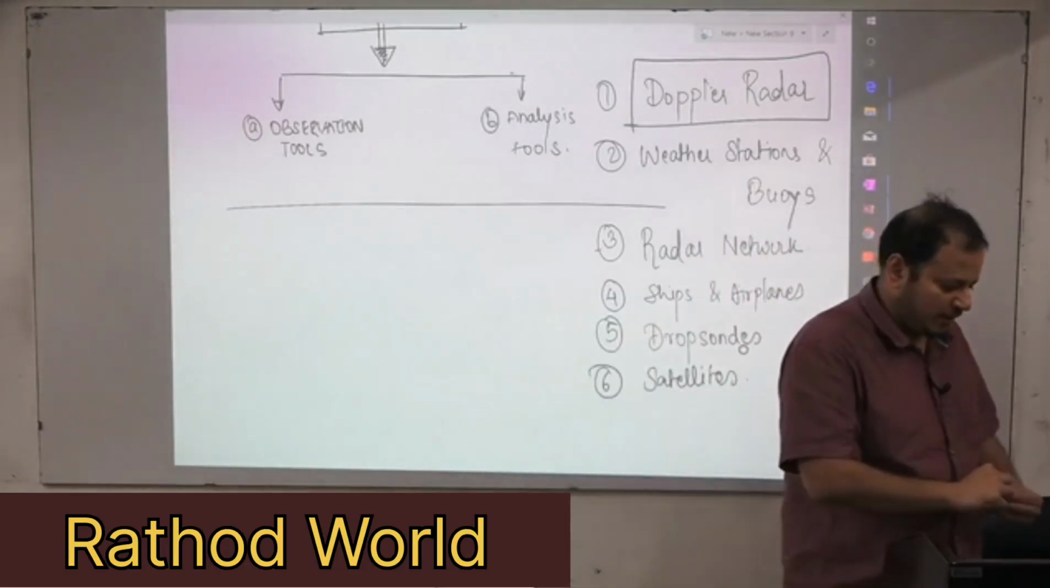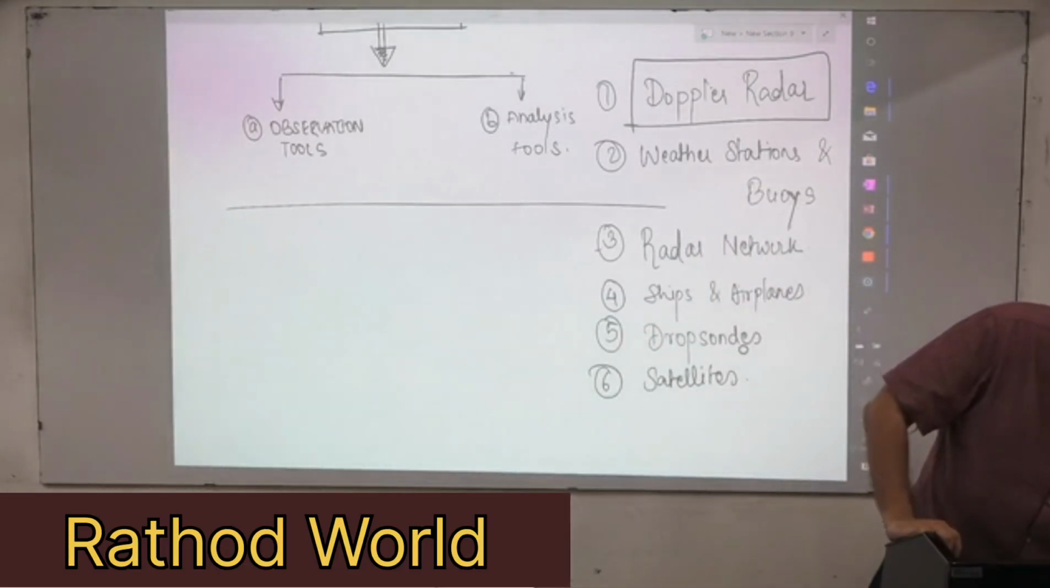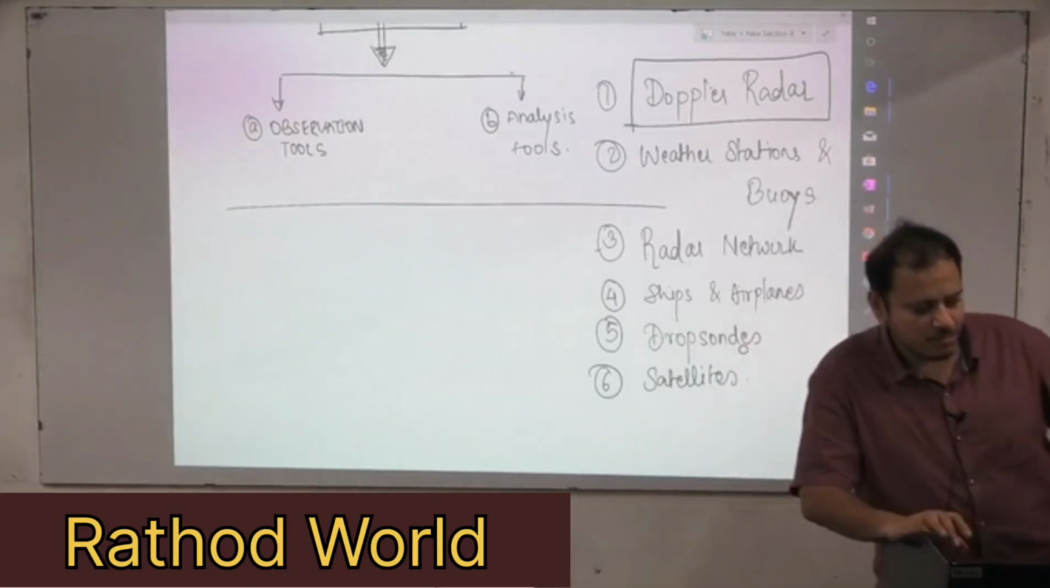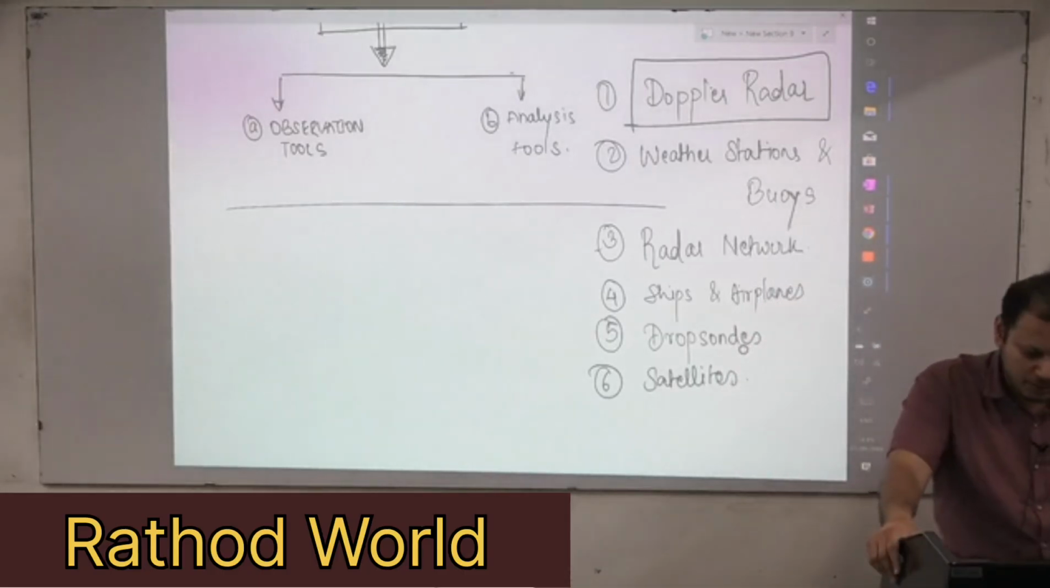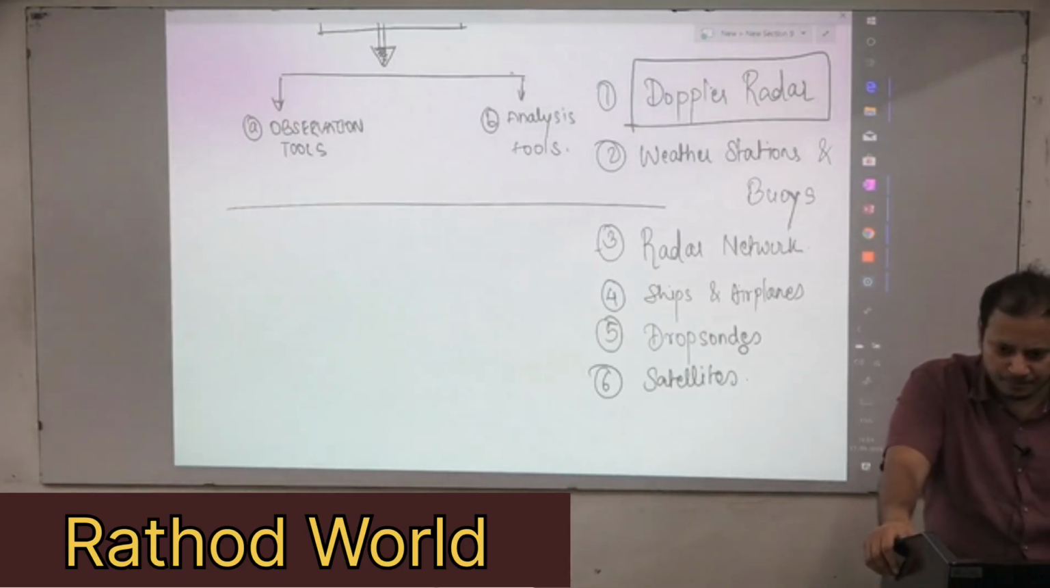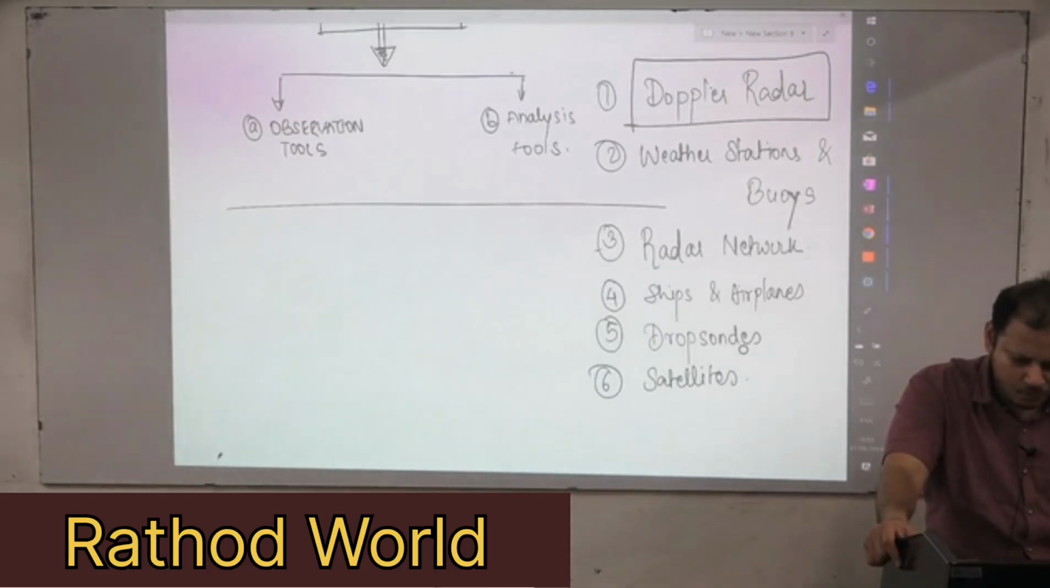So next point, Doppler radars are now used in the cloud burst disaster management in the Himalayan regions.